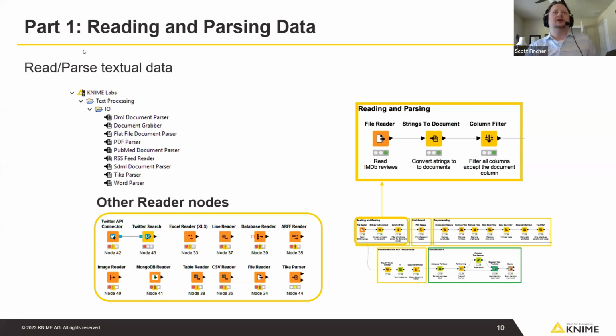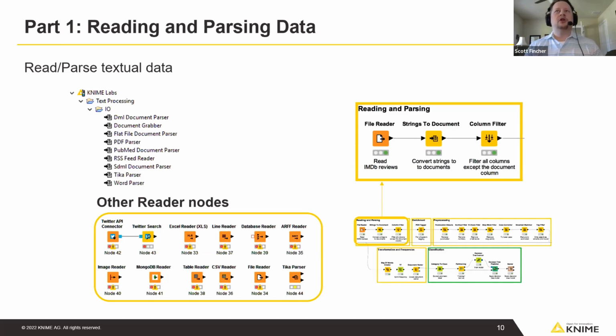So part 1 here, I mentioned before, first we have to get the data into KNIME. You're probably already familiar with nodes like the file reader or the Excel reader or the table reader to bring information into KNIME. We have lots and lots and lots of readers. You see some of them here. They're mainly orange in color. That's the color scheme. In our example, we're going to use a file reader to read in these 2,000 movie reviews that I've already prepared.